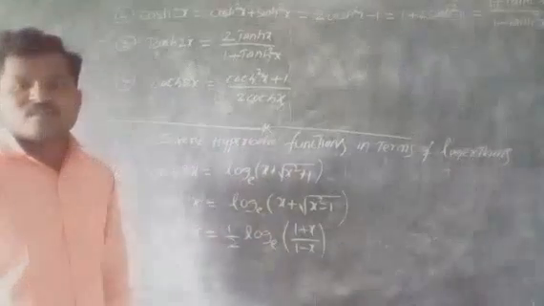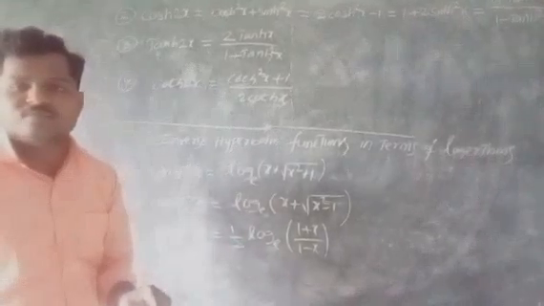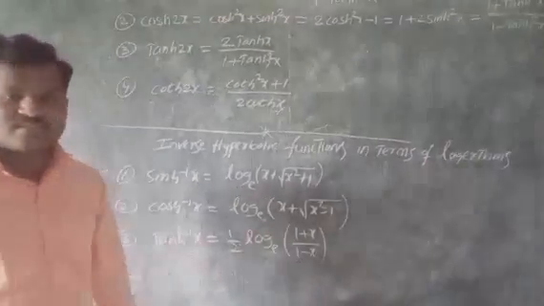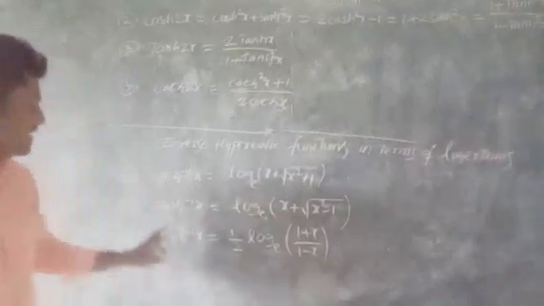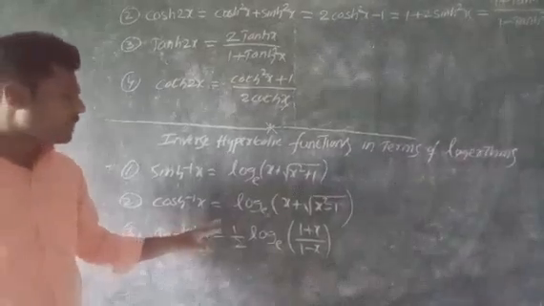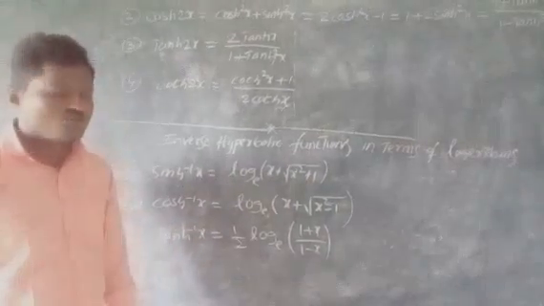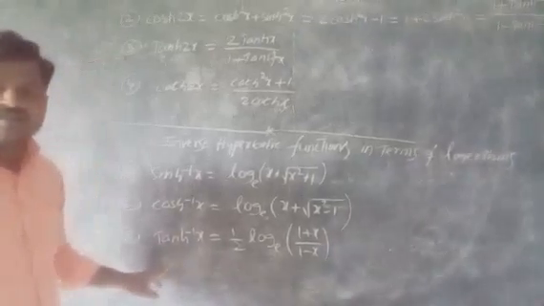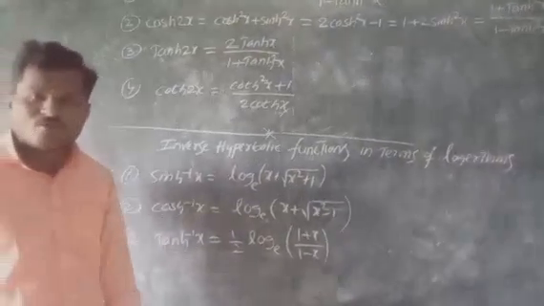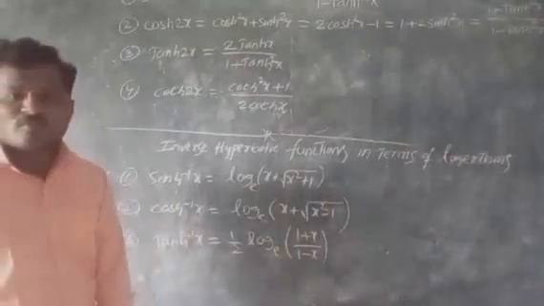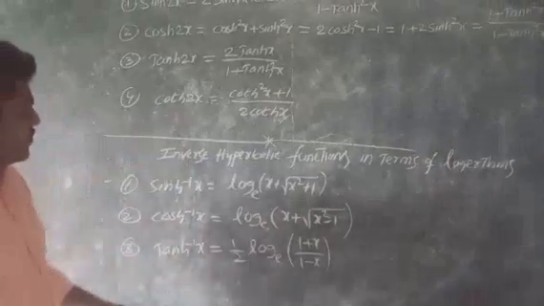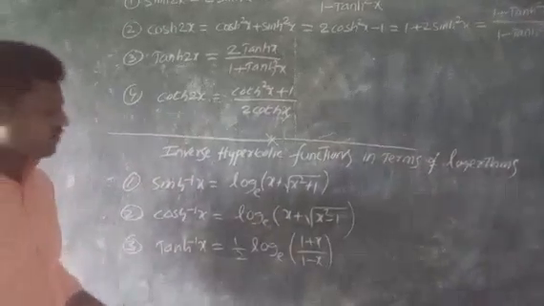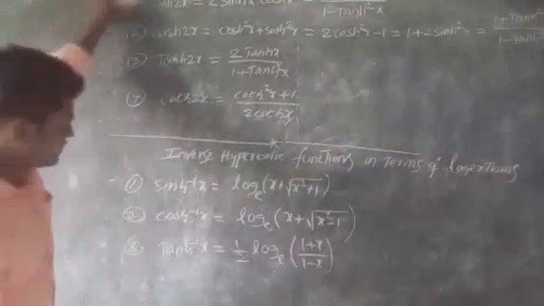Inverse hyperbolic functions in terms of logarithms: sinh inverse x is equal to log of (x plus root of (x square plus 1)) to the base e, and cosh inverse x is equal to log of (x plus root of (x square minus 1)) to the base e, and the last one, tanh inverse x is equal to 1 by 2 log of ((1 plus x) by (1 minus x)) to the base e. Now we will prove this one. Okay, now we will prove the third one.